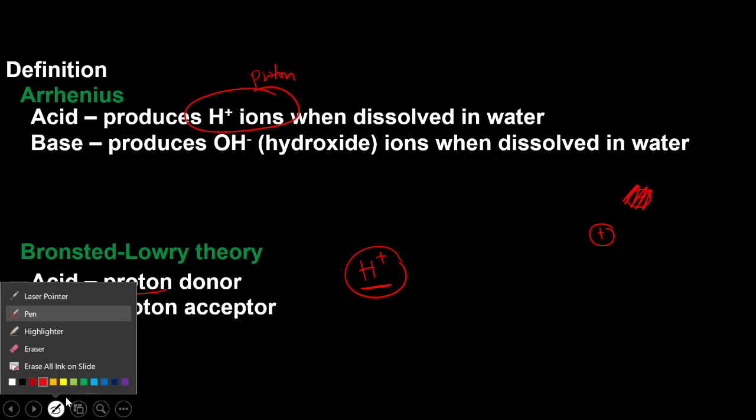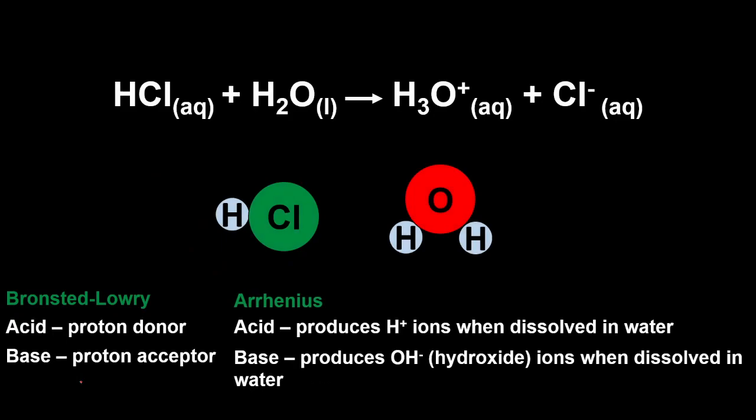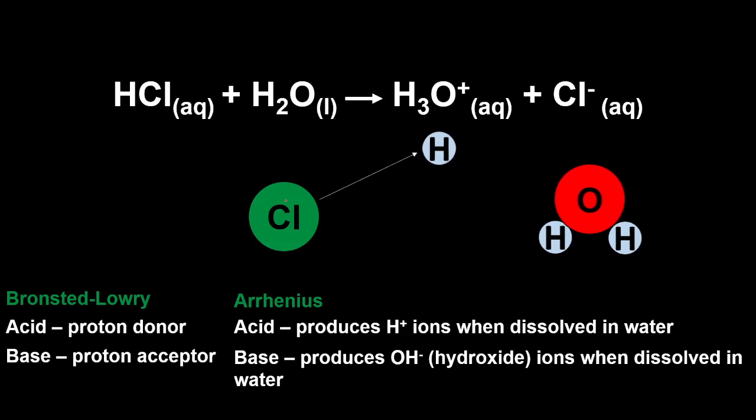Okay, let's analyze this one. We have here hydrochloric acid reacts with water. So in this case, when we dissolve HCl in a solution, especially with water, this HCl actually dissociates into ions. So this separates into H plus and Cl minus. As you see here, this increases the concentration of hydrogen ions when dissolved in water. So this one is an acid based on the Arrhenius definition.